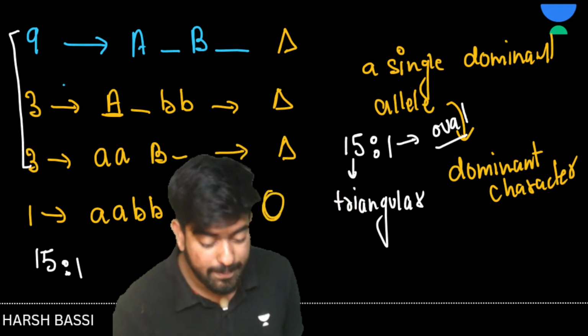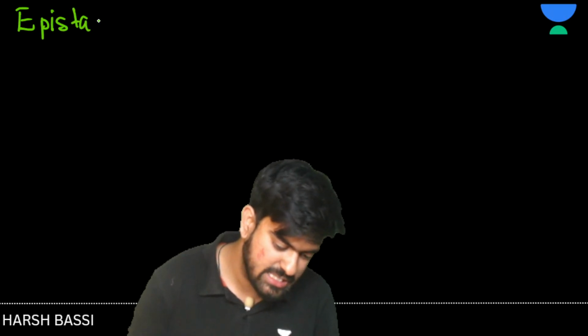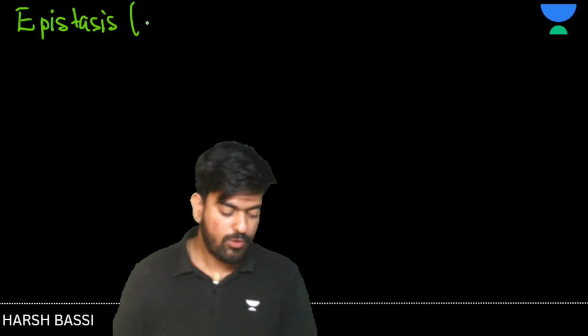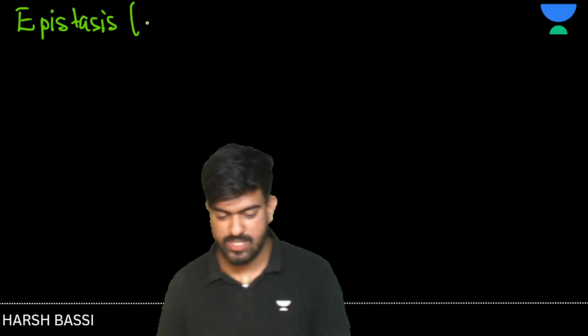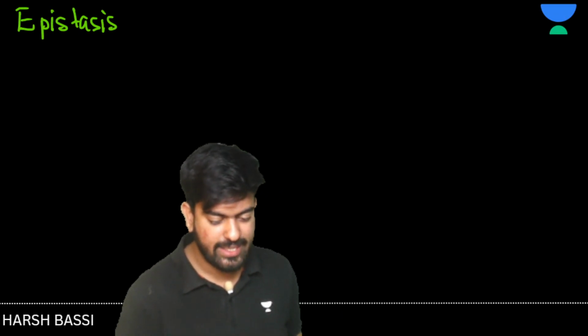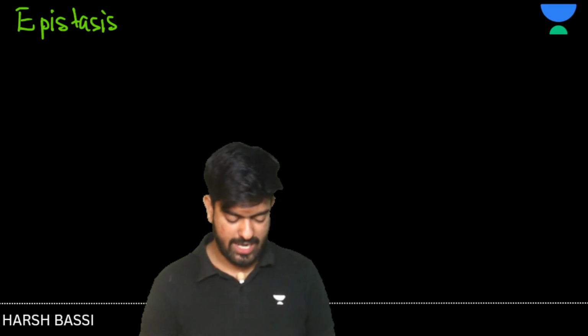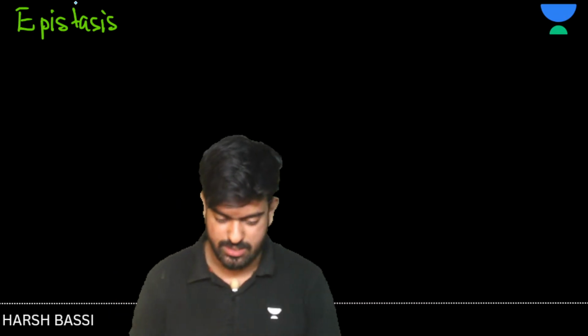Now let's talk about epistasis. This is very much important because if a question is going to come, it will come from here, right? This is a kind of complex thing. So whoever is seeing this video, stop doing everything and focus here. So we have epistasis. Now what is this epistasis? See what's happening here. I'll explain this phenomenon. So this is of two types. One is dominant epistasis and the other one is recessive epistasis.